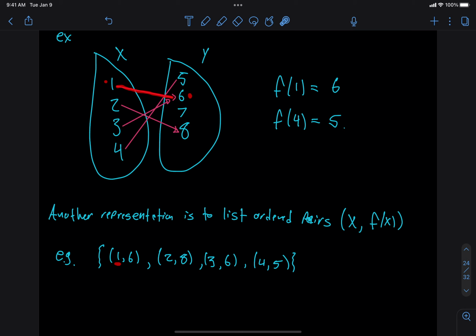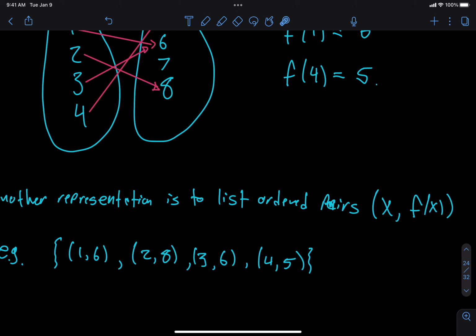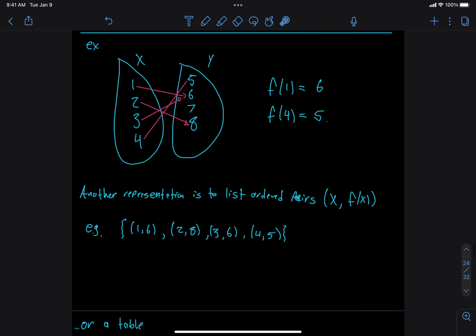So for this example, we can recreate this information by saying, what this says is 1 goes to 6, 2 goes to 8, 3 goes to 6, 4 goes to 5. We can say the same thing using ordered pairs: 1 goes to 6, 2 goes to 8, 3 goes to 6, and 4 goes to 5. So this is another way that you can write down what's going on with a function.